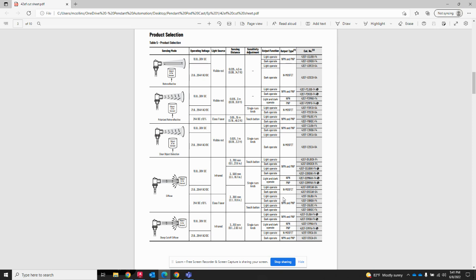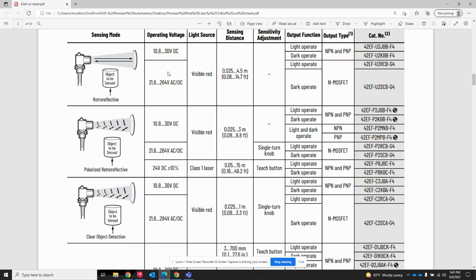So moving on to the second topic, let's talk about types of photo eyes and why some of them might be better than others. Can you zoom in on that top one there? Yep. Retroreflective is one that we don't actually use here at Pendant, or at least we try not to, for reasons that we'll discuss. Do you use those in your experience, the retroreflective?